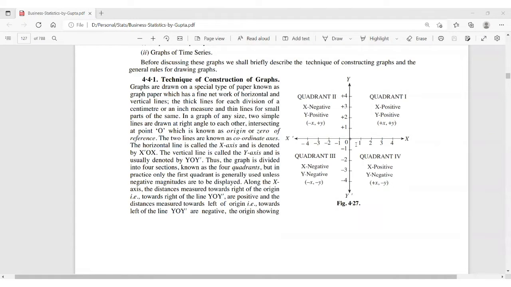On the right side of the x-axis, this is positive. The left side is negative. Similarly, the vertical line is called the y-axis. Above, this is the positive side, below this is the negative side. Now, we make two cross lines and divide the plane into four parts. We call these four parts quadrants: first quadrant, second quadrant, third quadrant, fourth quadrant. In this quadrant, the value of x is positive and y is also positive. In this one, x is negative, but y is positive.